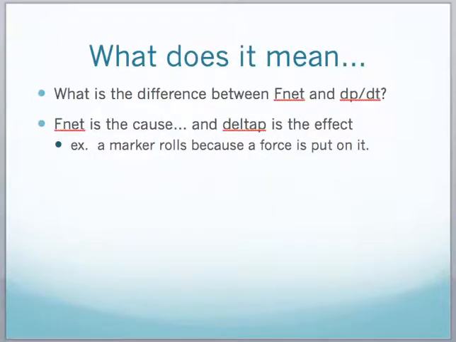So the first question you need to ask is, what does it mean? It was asking what is the difference between F net and dp over dt, change in momentum over change in time. I think it's important to know that F net is the cause and delta P is the effect. And a good example of that is when you push a marker, it's rolling because a force is put on it, right? So F net is the cause and the change in momentum over time is the effect.